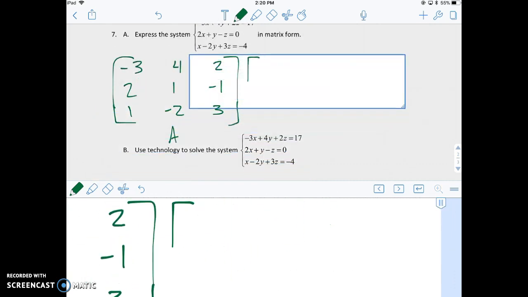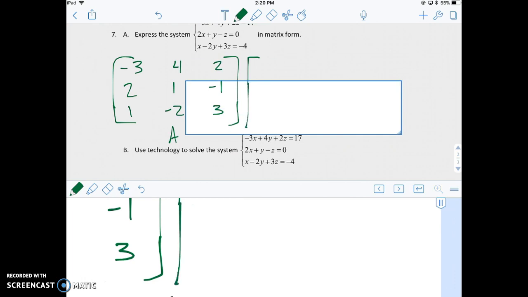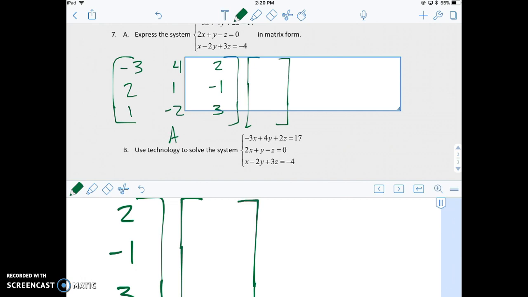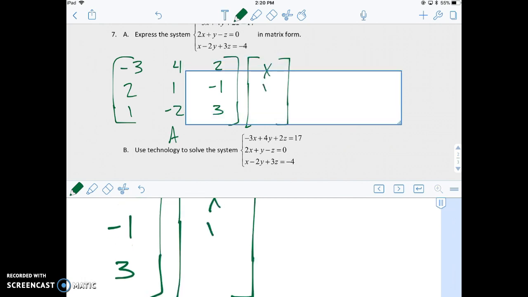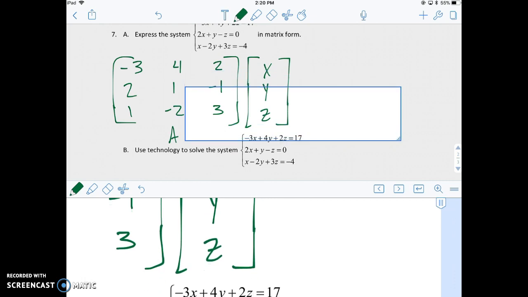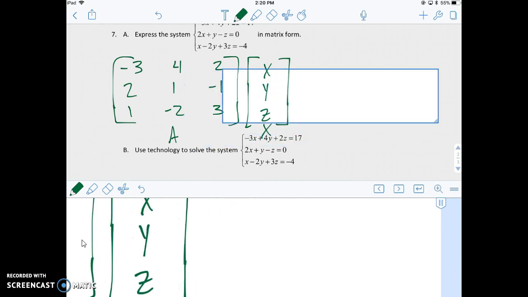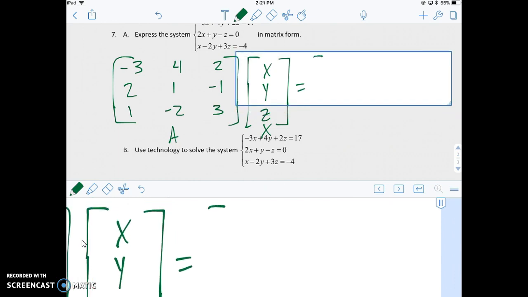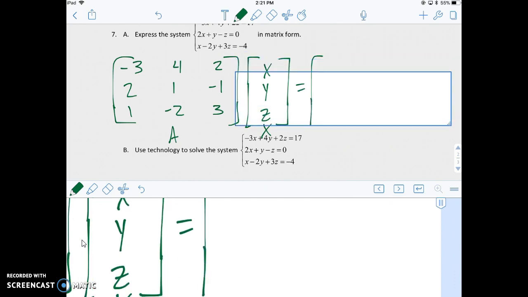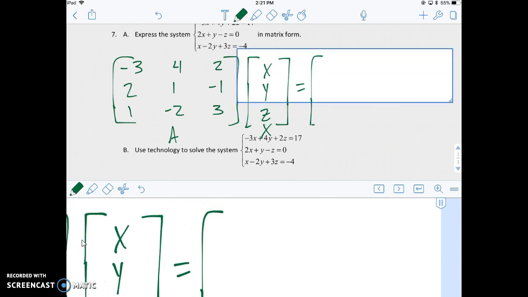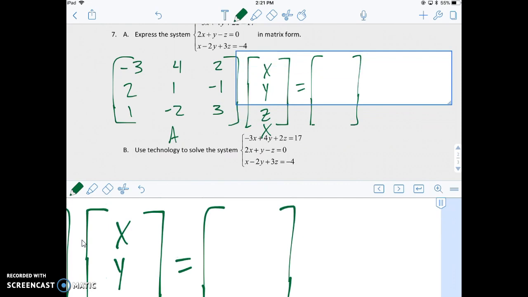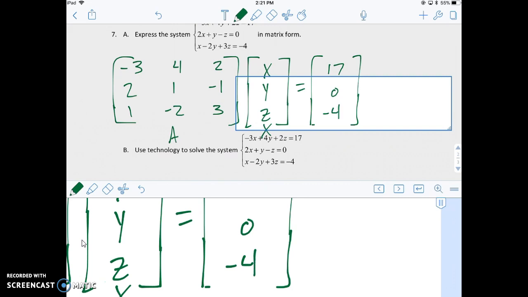We also have the column matrix of our variables. So x, y, and z, that's the x matrix. The variable matrix, so that's x. That's going to equal matrix B, which will be the constant matrix on the right side of our system. It's also a column. It's a column of 17, 0, and minus 4.